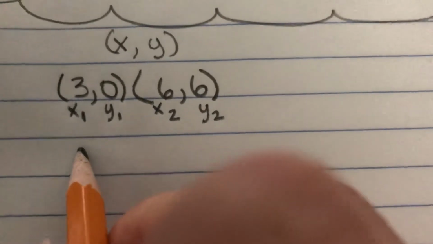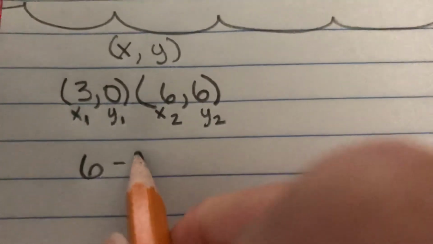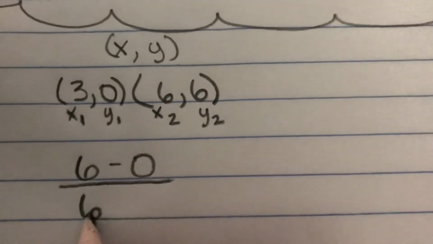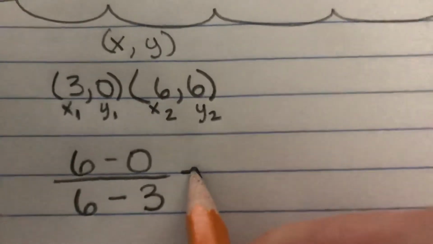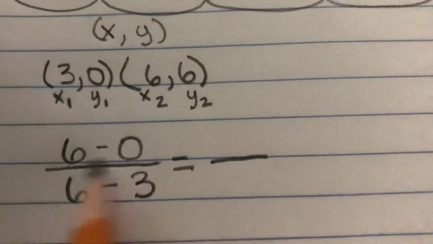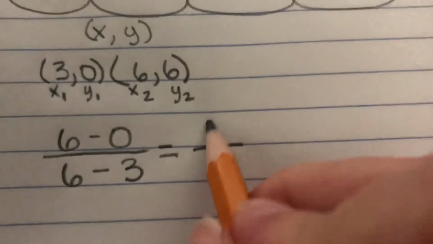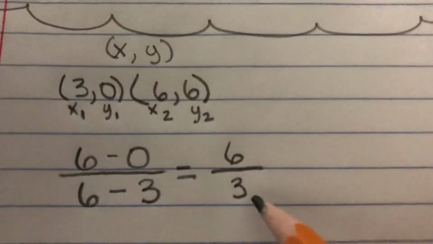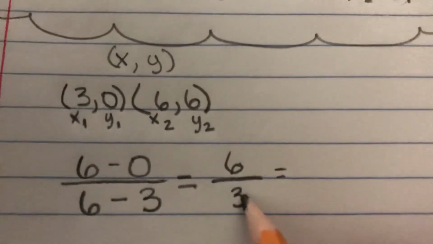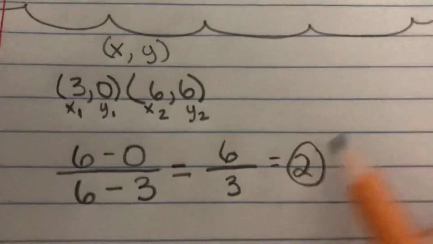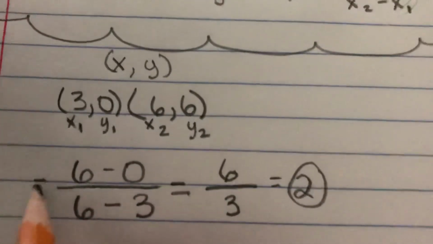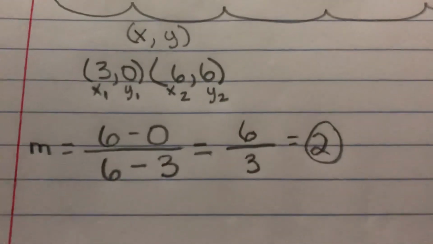Okay, so for mine, I would have y2 minus y1 would be 6 minus 0. And then x2 minus x1 would be 6 minus 3. And then you actually have to just do that subtraction and write down your differences here. So I ended up with 6 over 3. So 6 divided by 3, that can be simplified to just 2. So for function A, I figured out and solved that my slope was 2.